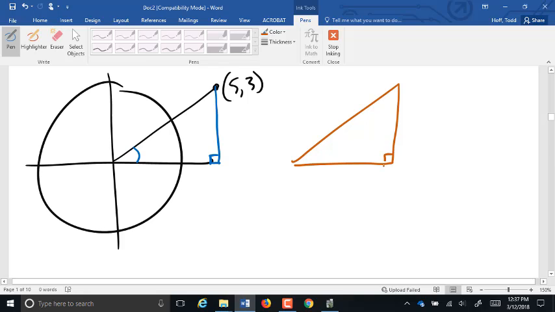But what we're going to look at first is, okay, if that goes through that point 5, 3, what sides of this triangle do I know? Well, 5 would be which side here, vertical or horizontal? That'd be the horizontal. That's down here, 5 units. 3 would be the vertical.